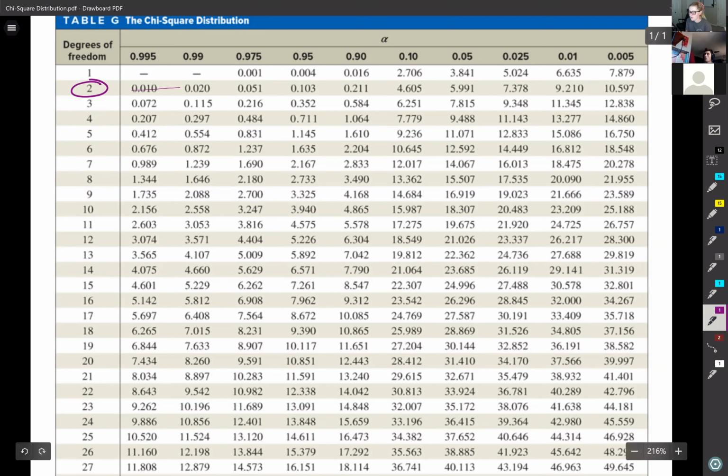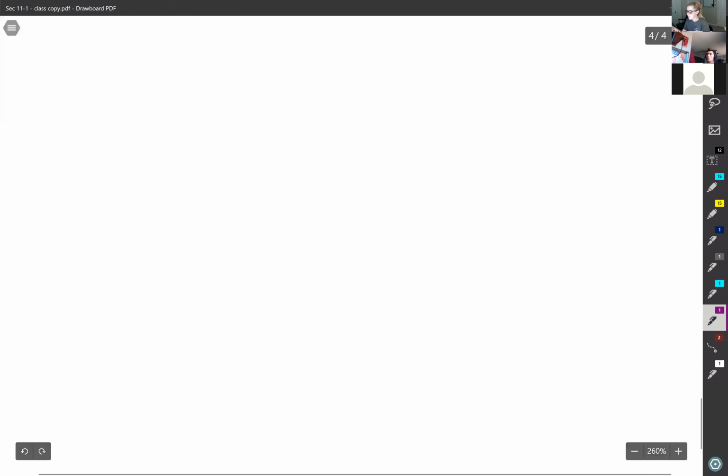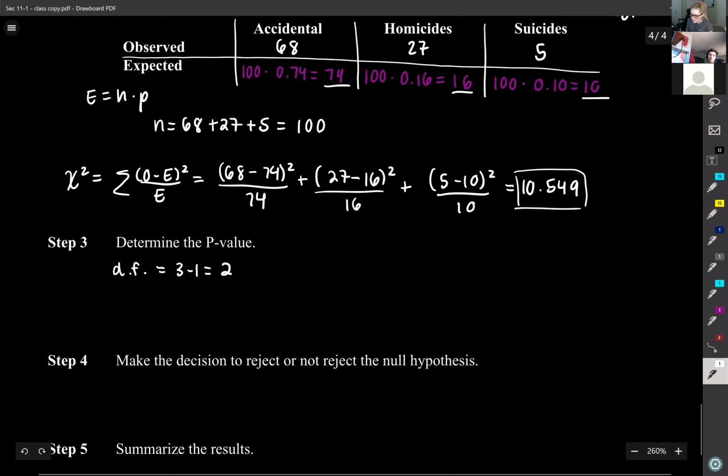If we come along here, these are all pretty small. Once we get to the end, we see that 10.549 is between 9.210 and 9.597. And that tells us that our p-value falls between 0.005 and 0.01. Like I said, you'll get a range, you won't get an exact number, but that will be enough for the problems that I give you. So our p-value is between 0.005 and 0.01.